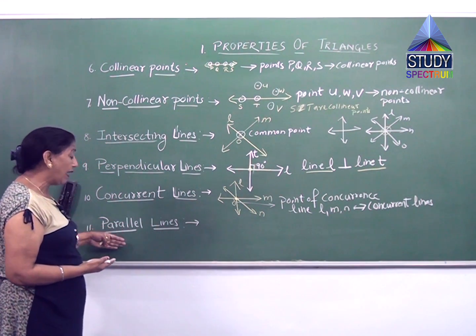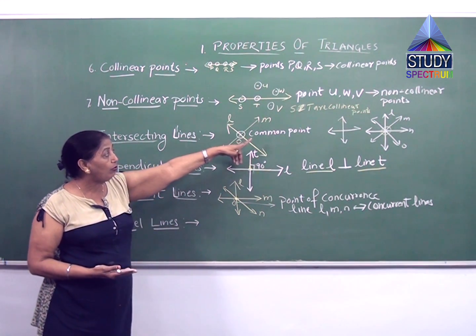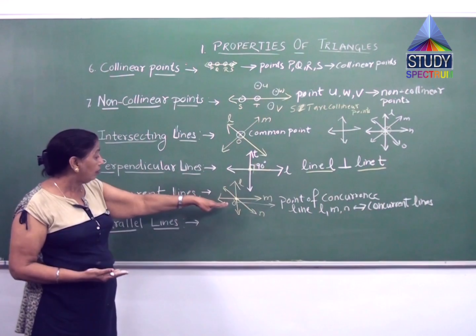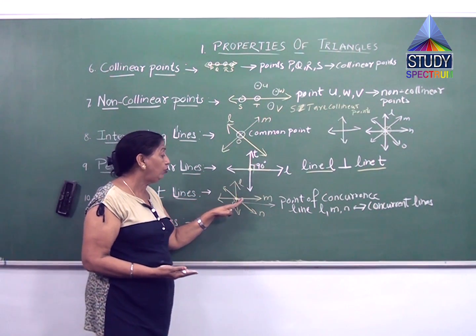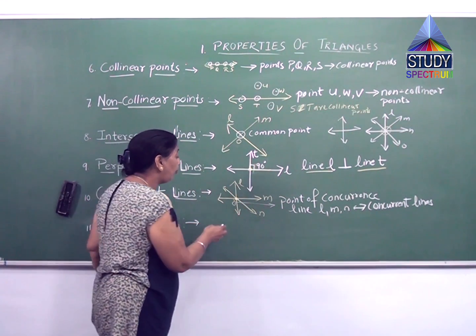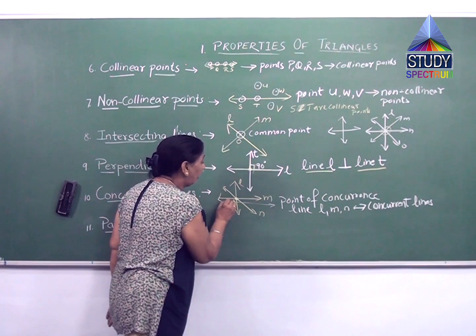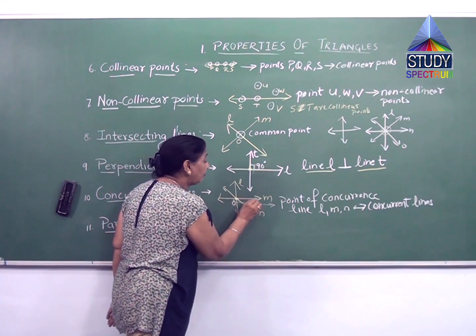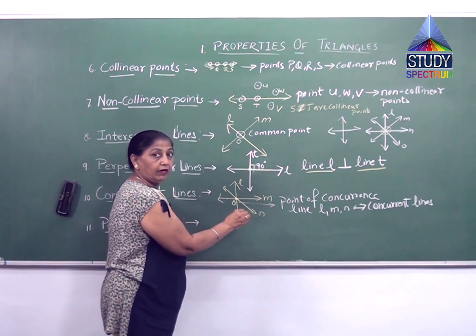Now we'll move to parallel lines. Here you have seen in intersecting lines there is one point common. In concurrent lines also the point is common to all the lines. As you can see, this point O lies on line N, it lies on line L, it lies on line M also.